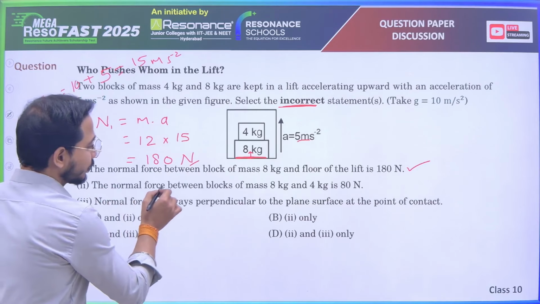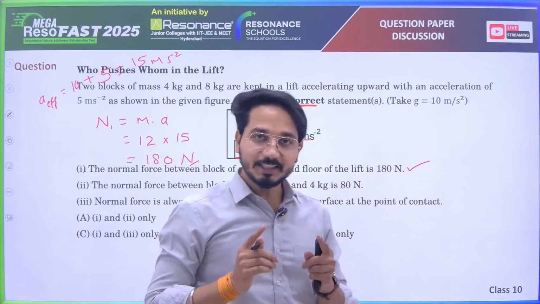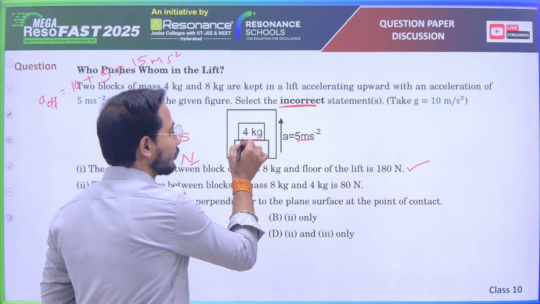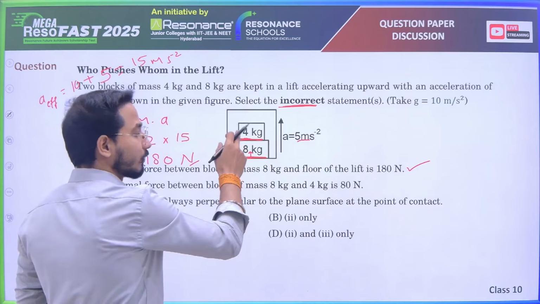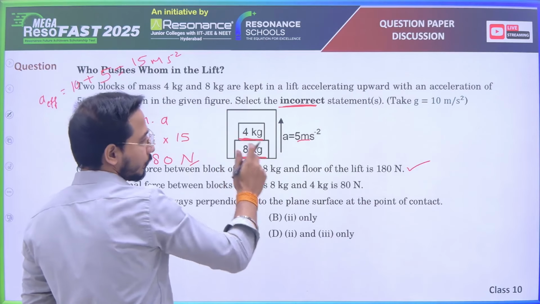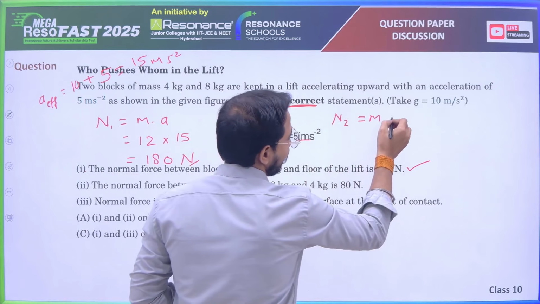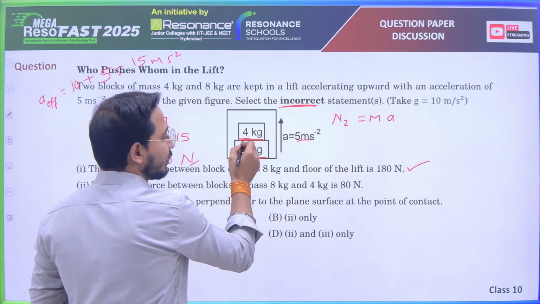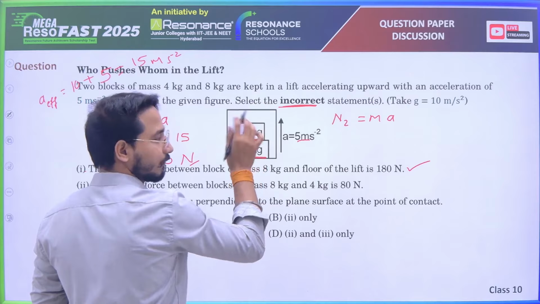The normal force between the blocks of mass 8 kg and 4 kg is 80 Newton. Now it is asking the normal force between the masses at this position, between the blocks of 4 kg and 8 kg. So for calculating the normal force over here, N2 should be equal to mass into effective acceleration. The normal force acting between these blocks will be equal to the load acting over there. So the load mass is 4 kg only.